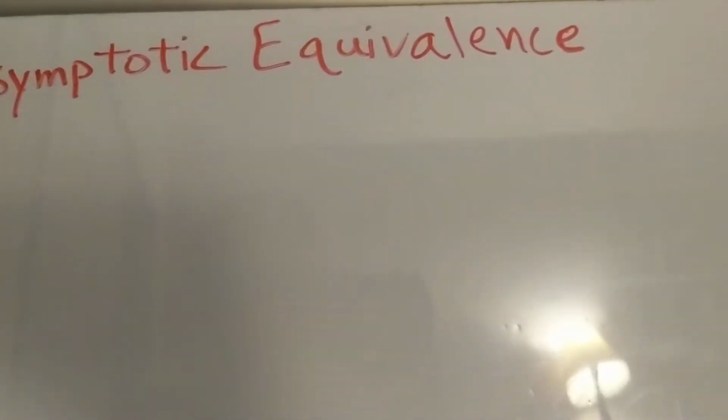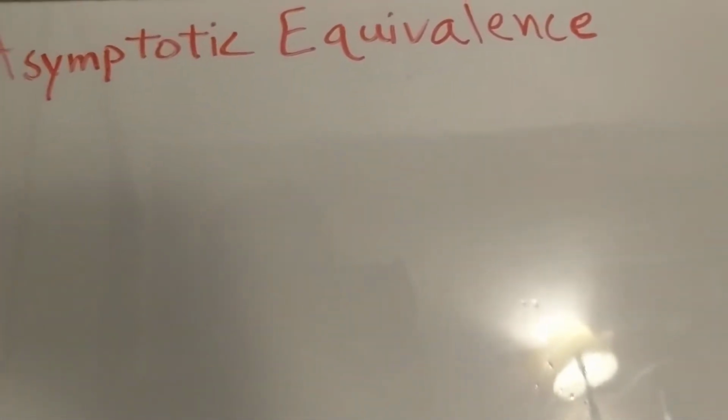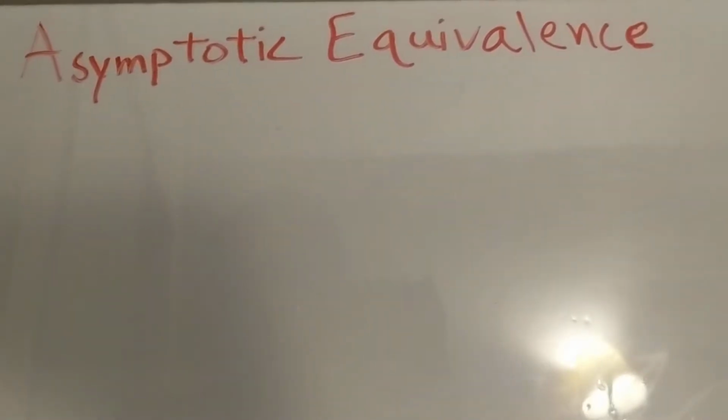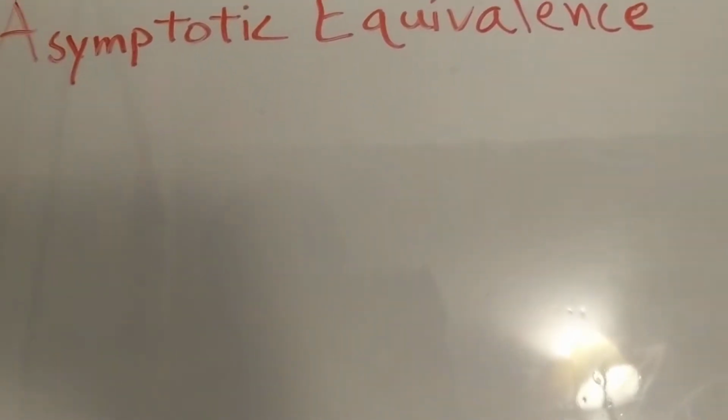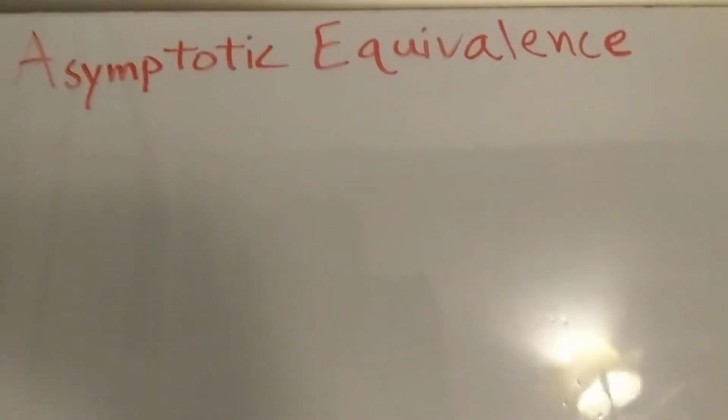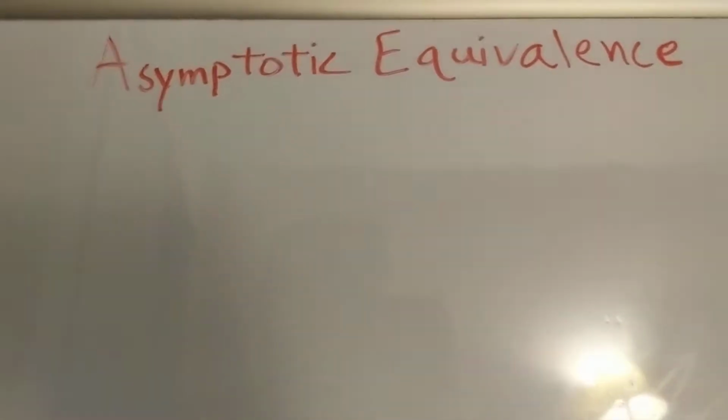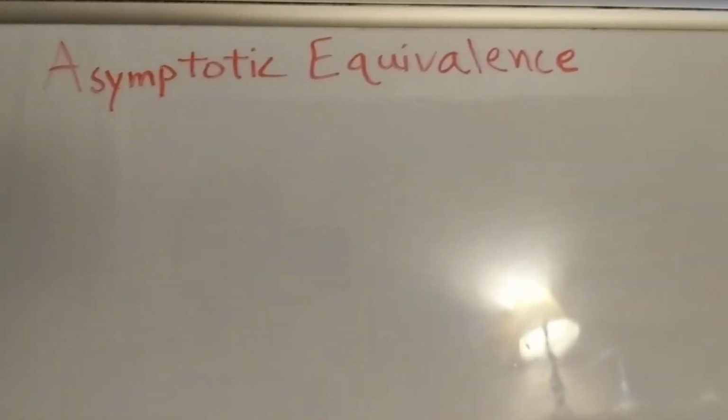It is not taught in Calculus BC or Calculus AB, but it is a topic used if you're taking something like Calc 3, a third year calc course, I think. If you're taking something like that, then you might find asymptotic equivalence to be useful.